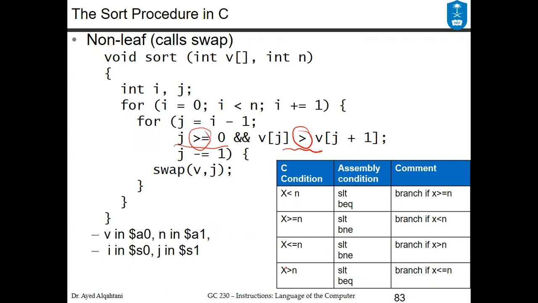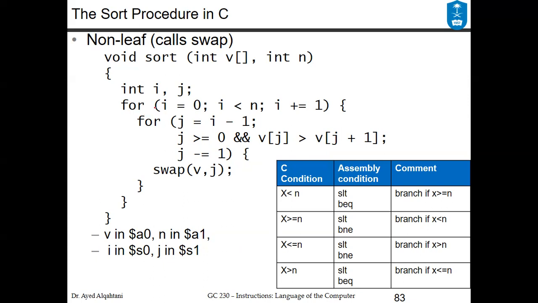we use for larger than set less than followed by branch equal. We use for larger than and equal, we use set less than and branch not equal. So it's good to remember those. We can refer to them when we build the assembly code. So in the assembly code, what you need to remember is how the for works.